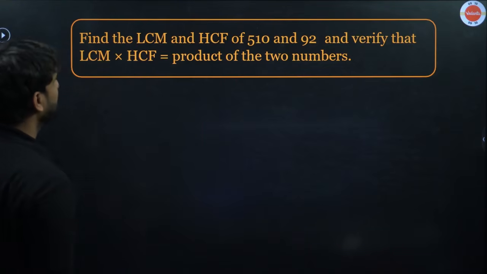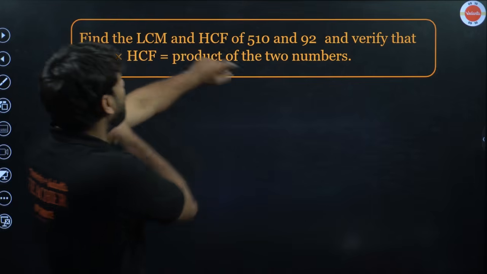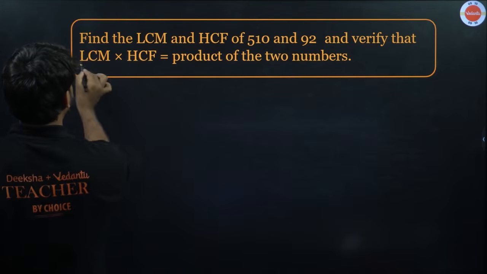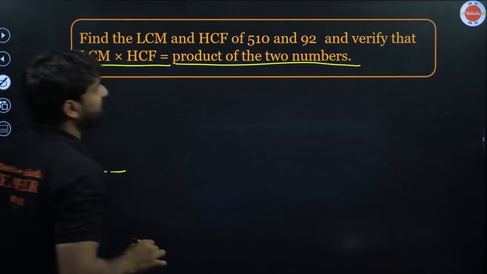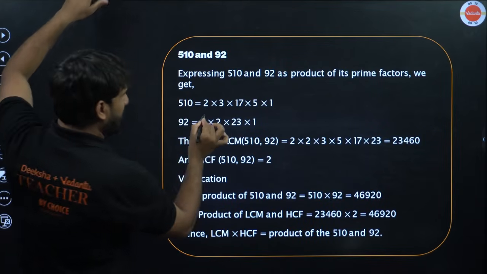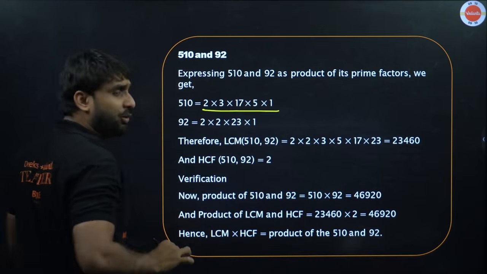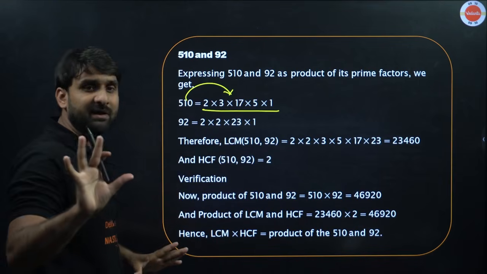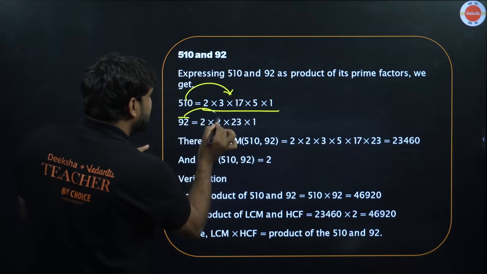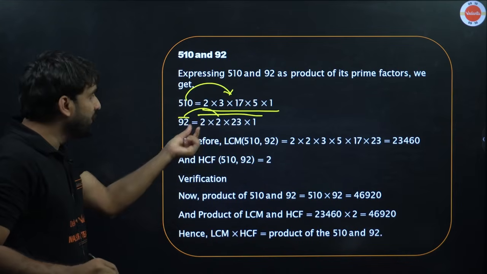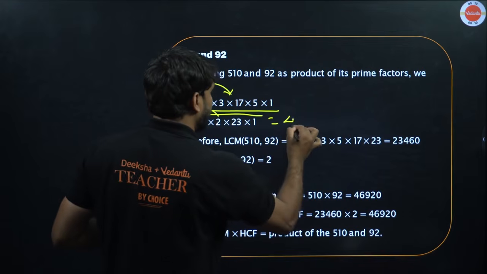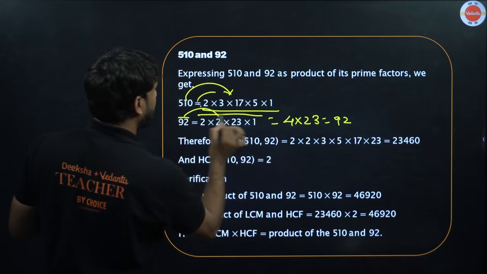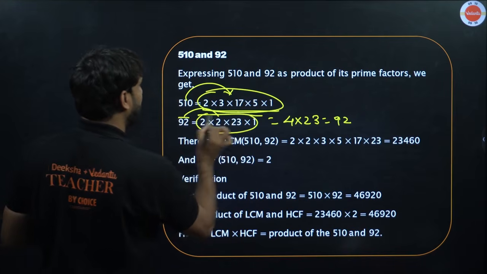Moving to the next question. Find the LCM and HCF of 510 and 92 and verify the formula: LCM into HCF is equal to the product of the numbers. So 510 can be written as 2 into 3 into 17 into 5. This is the prime factorization of 510. If you multiply these numbers, you get 510. 92 can be written as 2 into 2 into 23. 2 into 2 is 4, and 4 into 23 is 92. This is the prime factorization of 92.